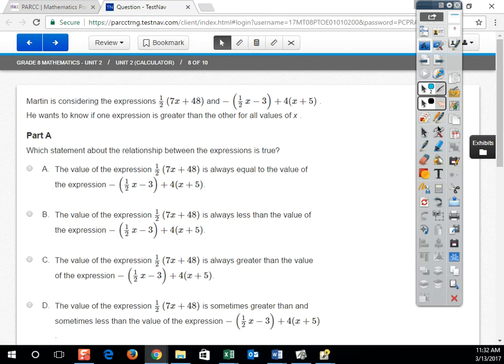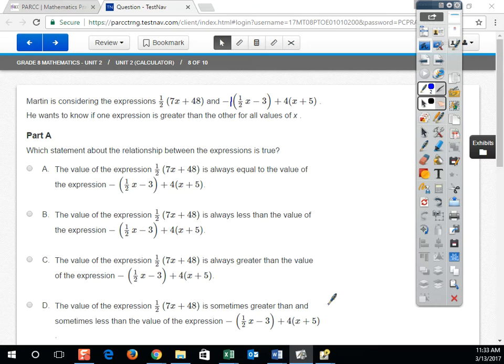This looks like a fun one. Martin is considering the expression 1/2 times the quantity 7x plus 48 and, or so essentially this is the way I would prefer to think about it, -1 times the quantity 1/2 x minus 3 plus 4 times the quantity x plus 5. He wants to know if one expression is greater than the other for all values of x.